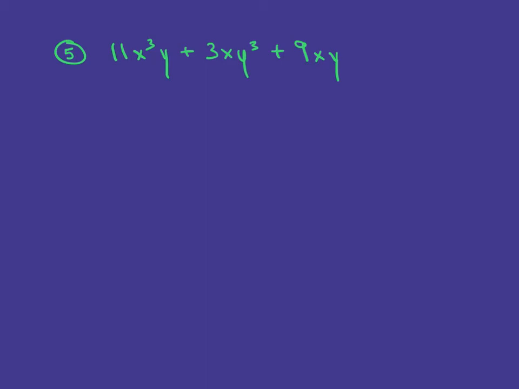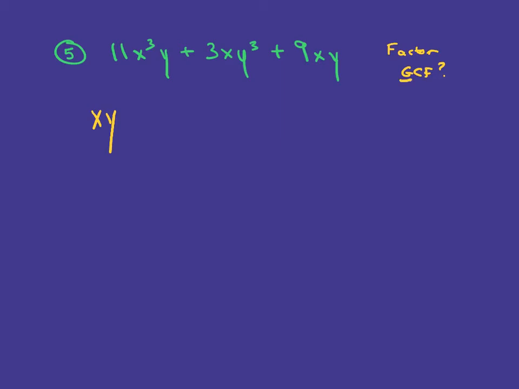Number 5, doing the same thing. We're asked to factor. So anytime the instructions use the word factor, you'll want to check to see if there's a greatest common factor. 11, 3, and 9, if we just look at the number parts, nothing that's common to all 3 of those. If it were just 3 and the 9, you could take out a 3. But 3 is not a factor of 11, so no number that we can take out. But if we look at the variables, we've got an x in every single one of those. We can take that out. We've got a y in every single one of those. We can take a y out.